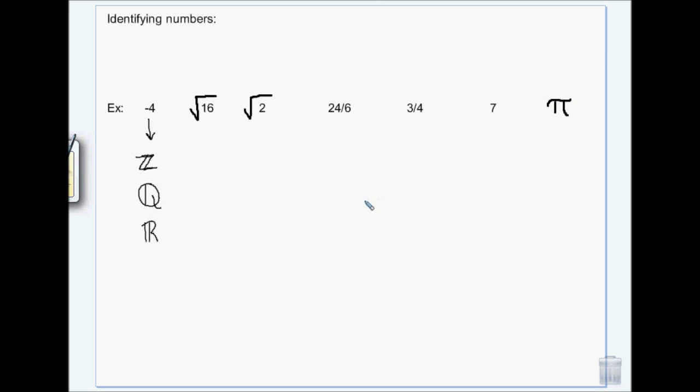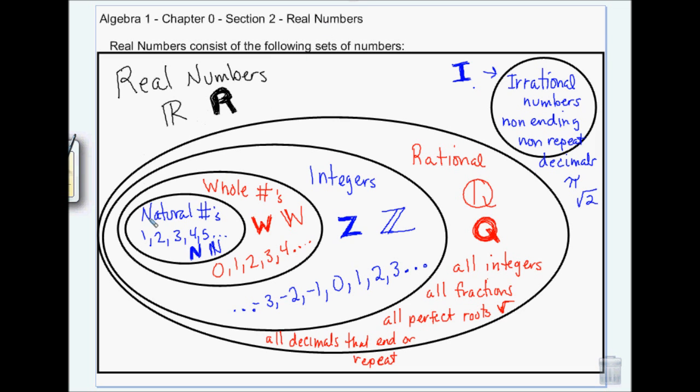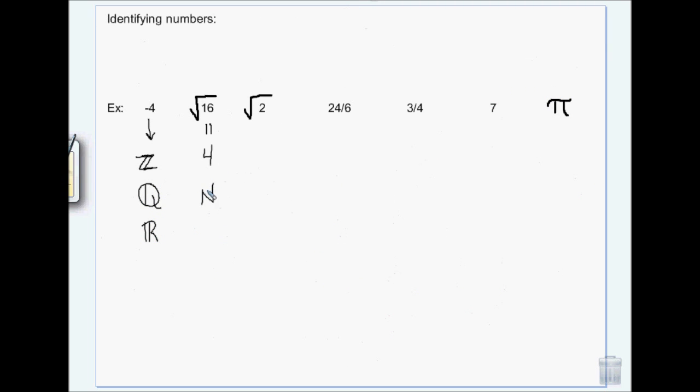For now, just to go over it. Okay, the square root of 16. Can I take the square root of 16? Yeah. That equals 4, right? And 4, well, we can count up to 4, right? So it's natural. That's the smallest it fits into. So this one's natural, and it's a whole number, and it's an integer, and it's rational, and it's real.